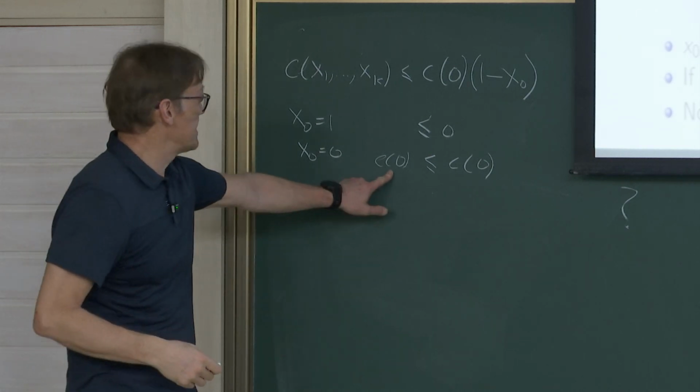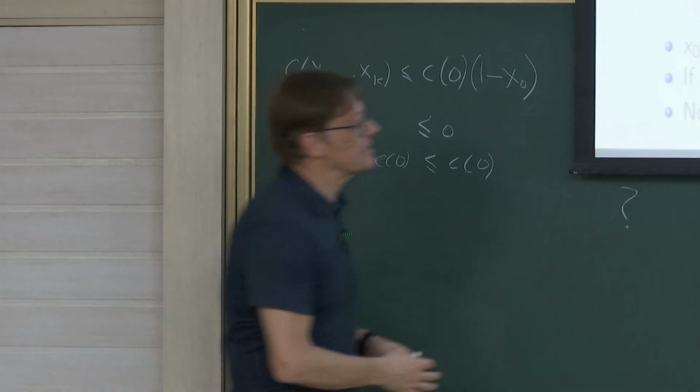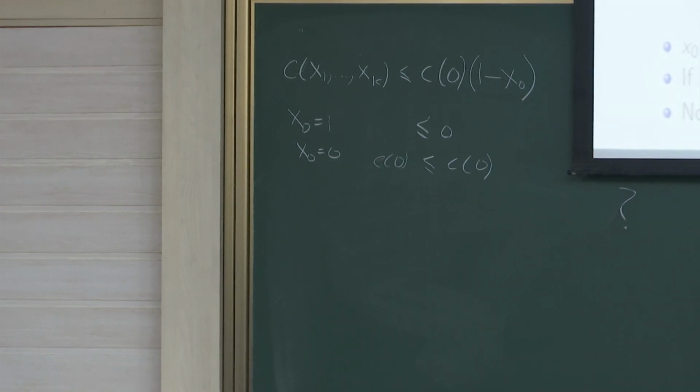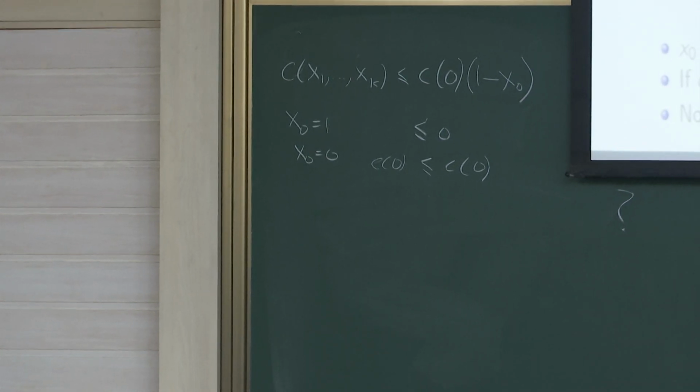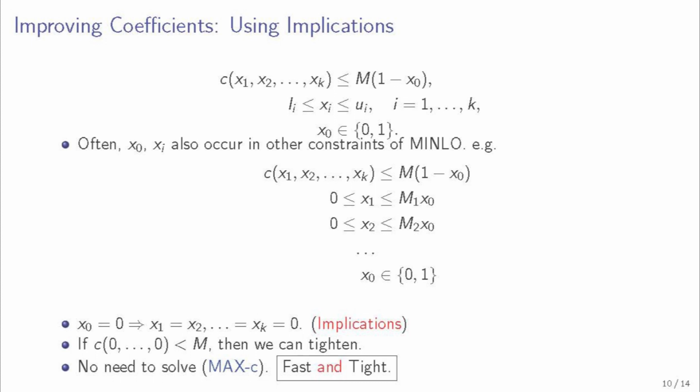And the left-hand side is C of 0 because if x0 is 0, then all my variables here are 0. And so the left-hand side evaluates to C of 0, and the right-hand side is C of 0. Okay?